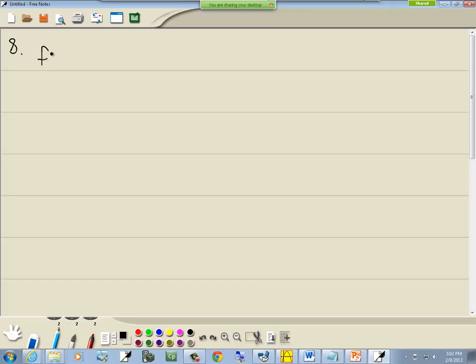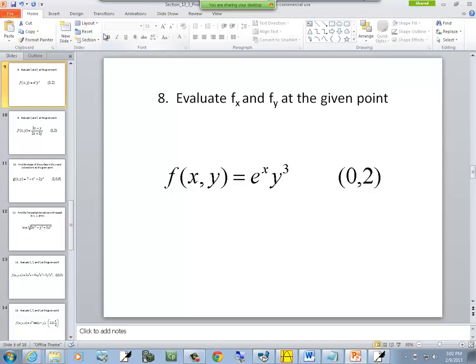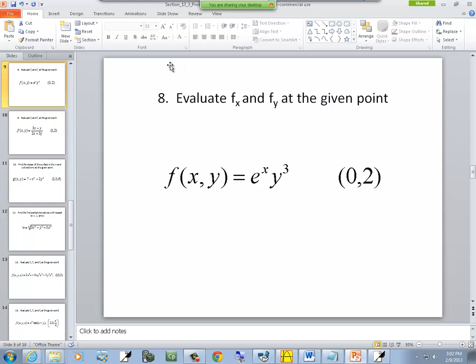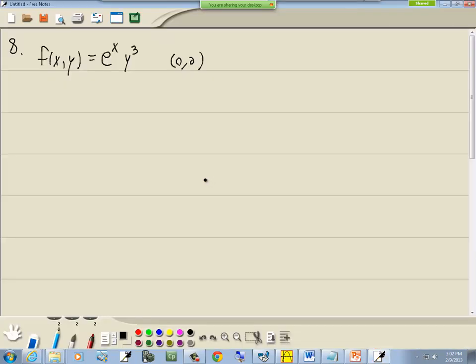We've got f of x, y is equal to e to the x times y to the third, at the point (0, 2). The instructions are to evaluate the partial derivative with respect to x and with respect to y at the given point. So let's go ahead and find our derivatives first.